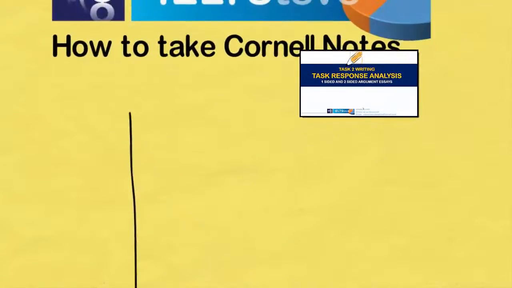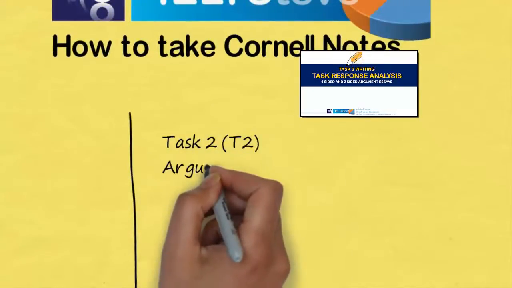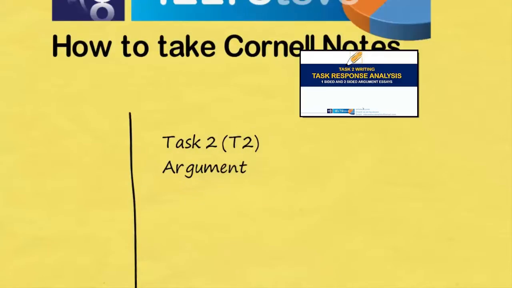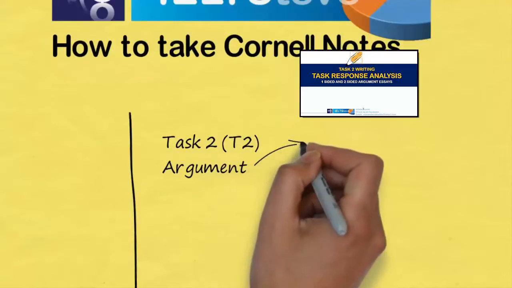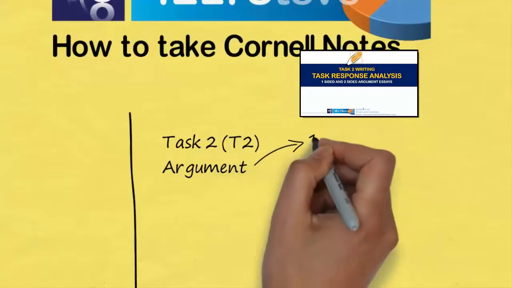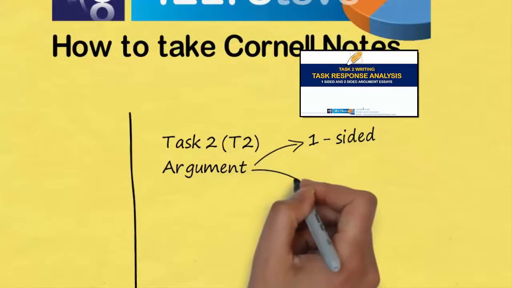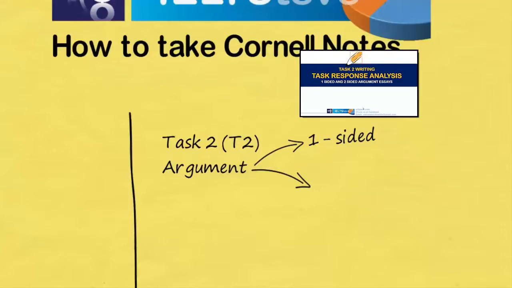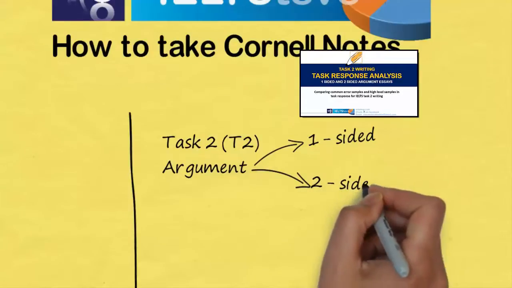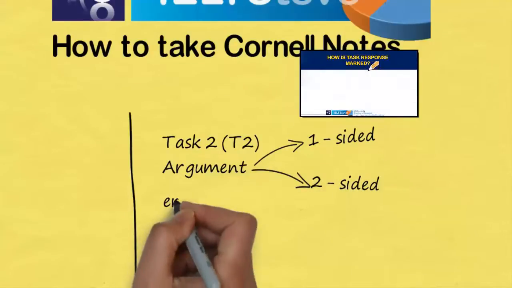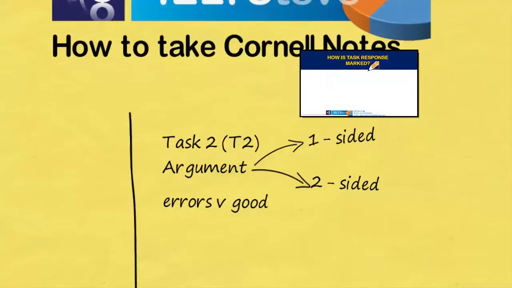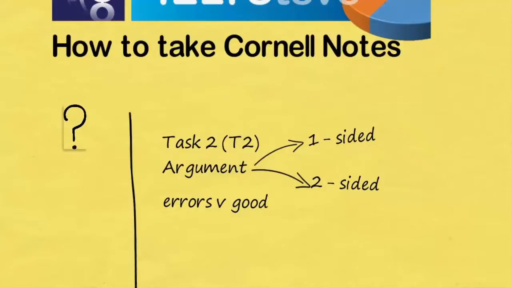As was discussed in the other video, task response is a very important part of your rating for task 2. This video will focus on argument essays, so one-sided and two-sided argument essays. We'll compare some common mistakes with high-level samples. Remember, we're focusing on task response, not the other criteria like coherence and cohesion.